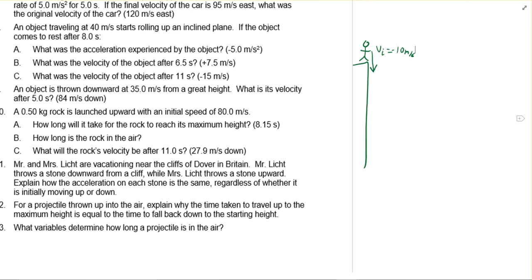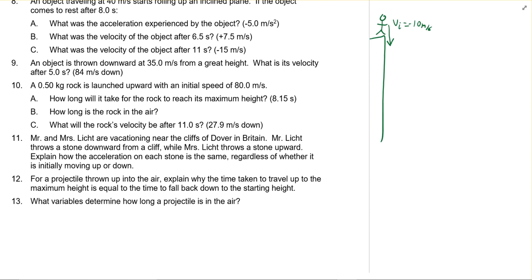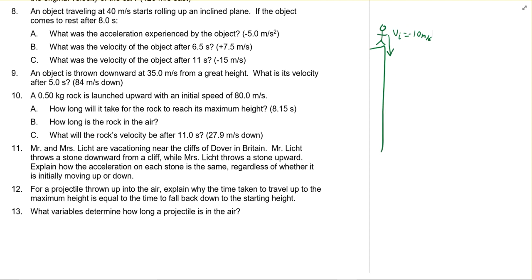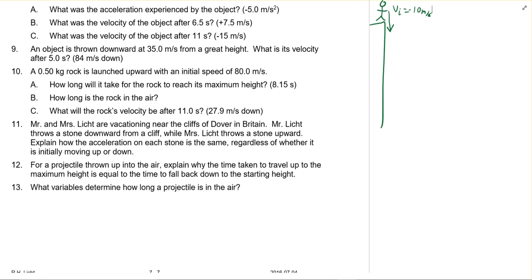Okay, number 11 says Mr. and Mrs. Light. Mr. Light, by the way, is the one who made these really awesome physics documents that we're using. Anyway, they are vacationing near the cliffs of Dover in Britain. Mr. Light throws a stone upward from a cliff, while Mrs. Light throws a stone downward. Explain how the acceleration on each stone is the same, regardless of whether it is initially moving up or down.